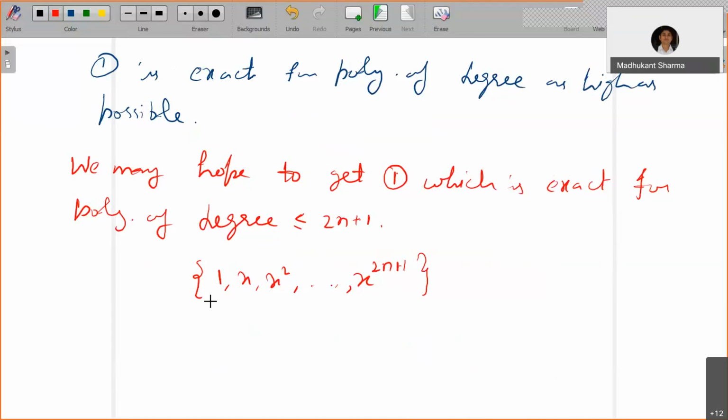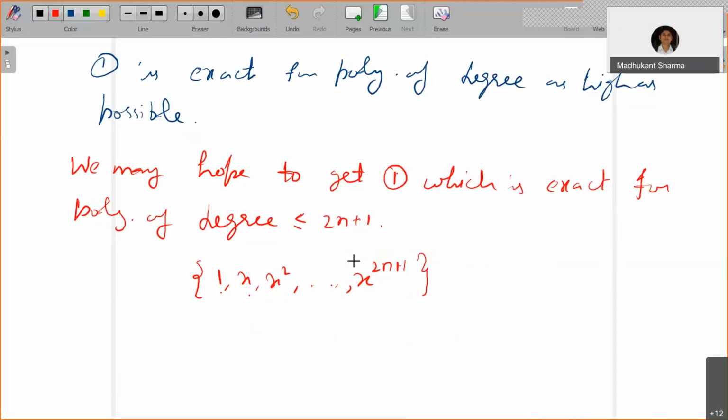So if formula 1 is exact for each individual member of this set, then it is going to be exact for any polynomial of degree less than or equal to 2n plus 1. Now, note that there are 2n plus 2 unknowns. If you substitute f of x equals 1, you will have the first equation. f of x equals x, you will have the second equation. If you substitute f of x equals x square, it will give you the third equation, and so on. So if you substitute x to the power 2n plus 1 there, it is going to give you the 2n plus 2th equation.